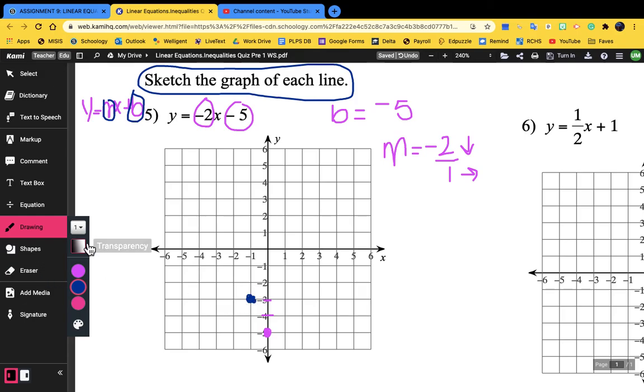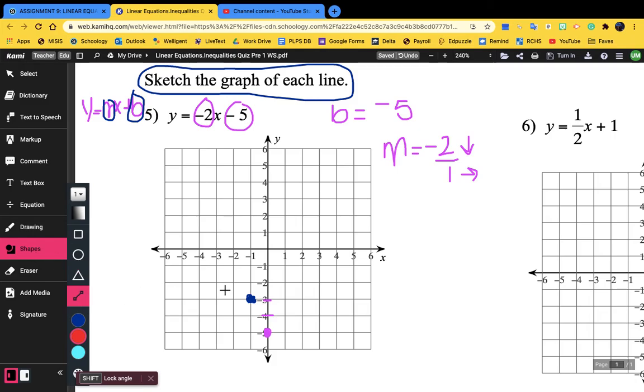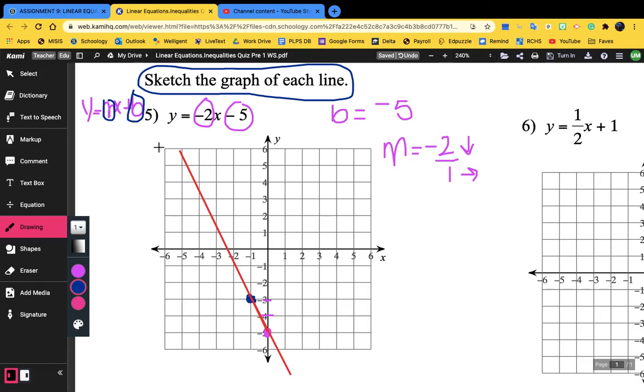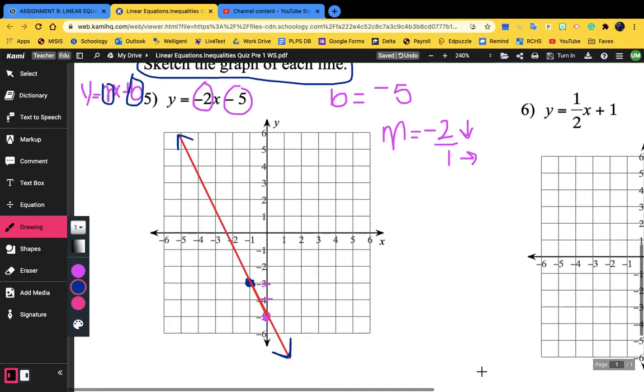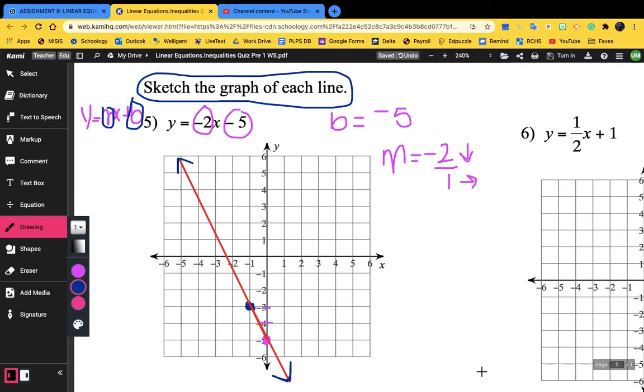Then I'm going to go to my shapes tool. I'm going to go to insert line. I'm going to go to pink. And I'm going to go all the way through to the dark blue point. And from the dark blue point, I'm going to go all the way through the pink. And I'm going to go back to my drawing, and I'm going to put an arrow on each part of the line there. And there you go. Look at that. I have sketched my graph of this line, right? I sketched this line right here.